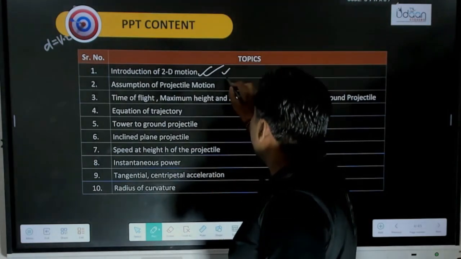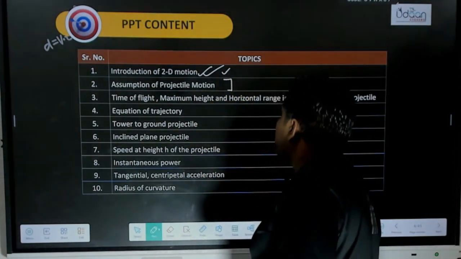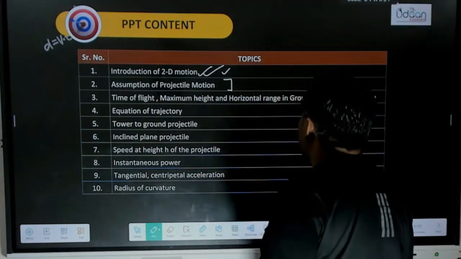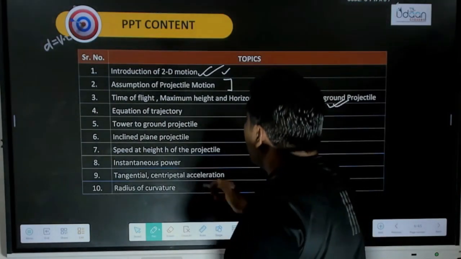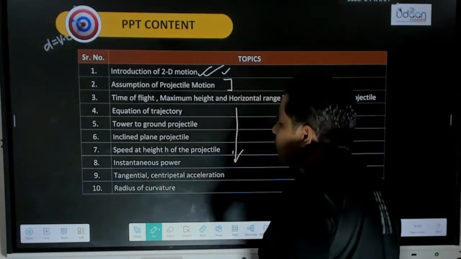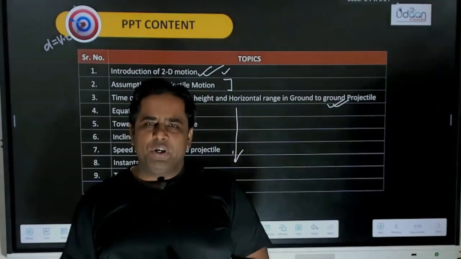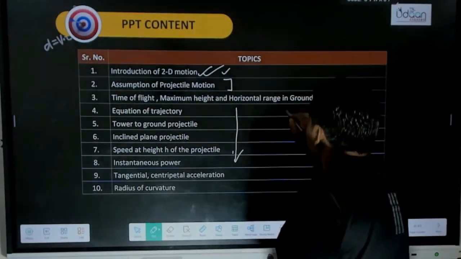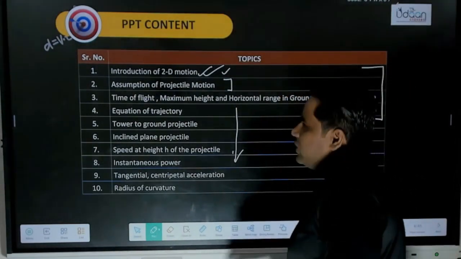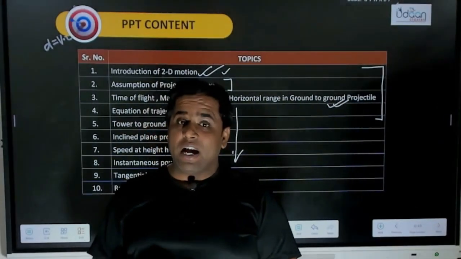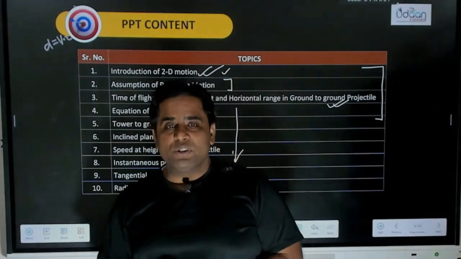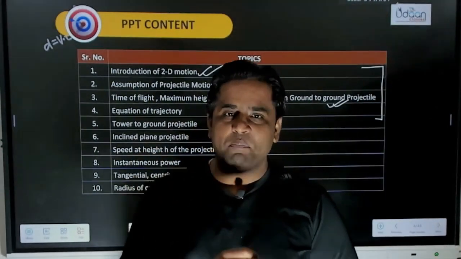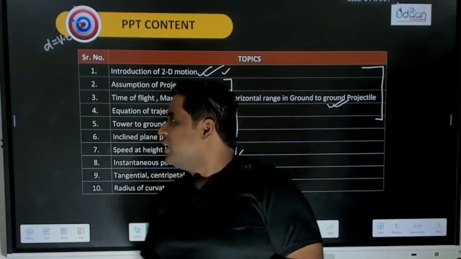Then the part which we are going to cover is the assumptions of projectile motion. Then it is the topic of time of flight, maximum height and horizontal range in ground to ground projectile. And then there are many other topics which we will be covering in the coming parts of the video, which we will be uploading very soon. So today we are going to cover till these 4 points. Here you can observe how important the session today is going to be. So please take your notebook and pen so that you can write down all the important topics which we are covering today. So let us start now.